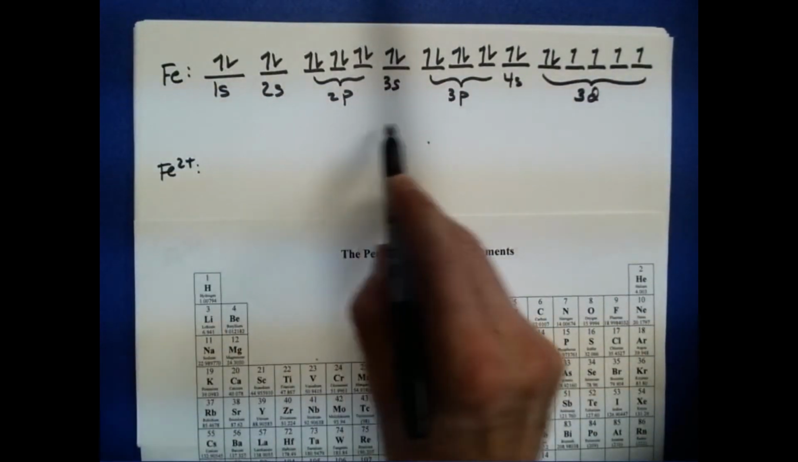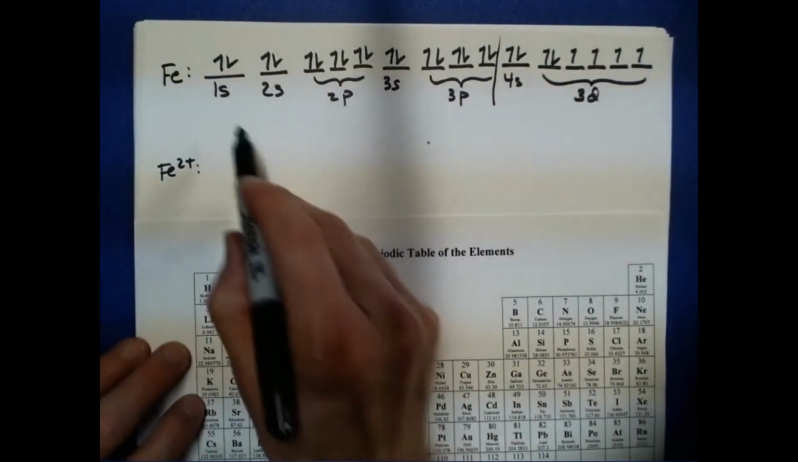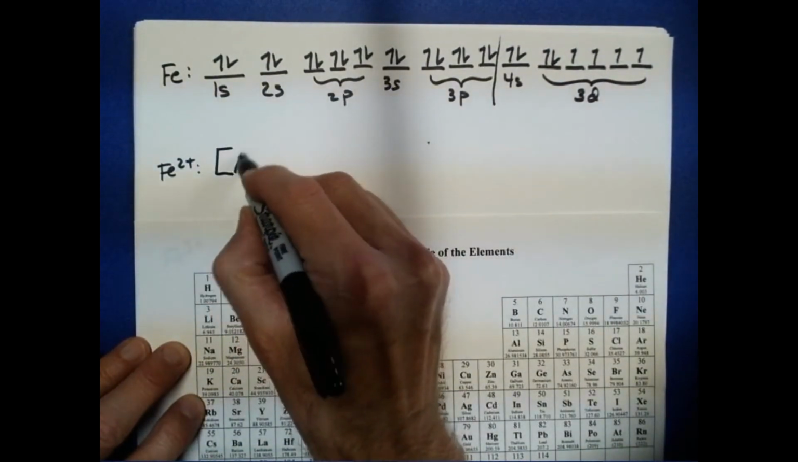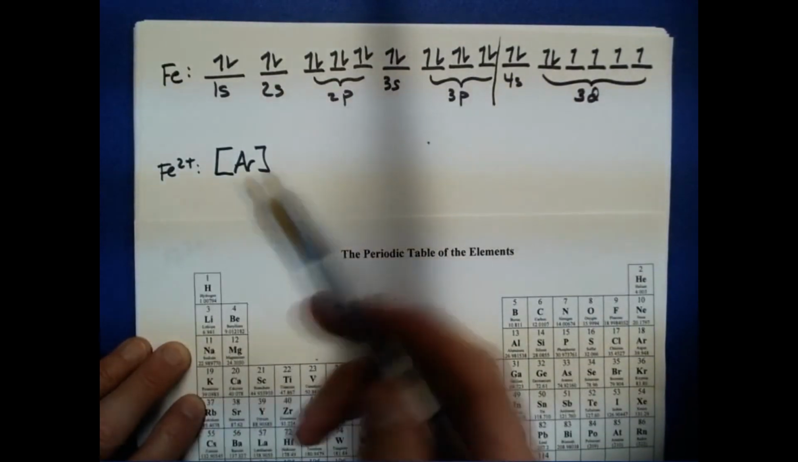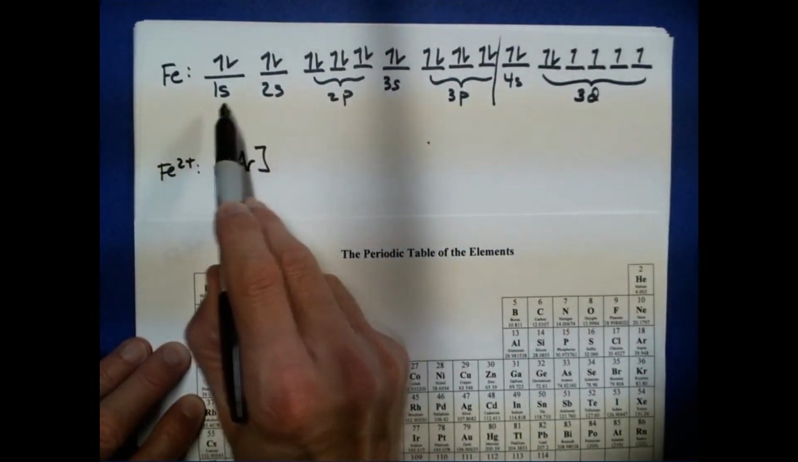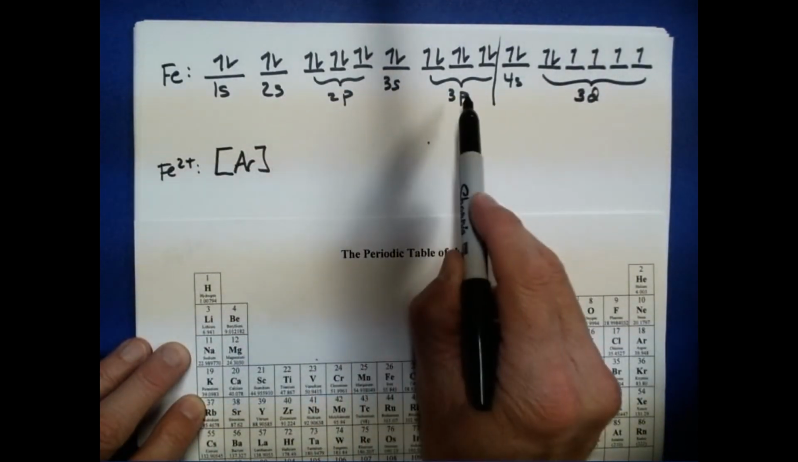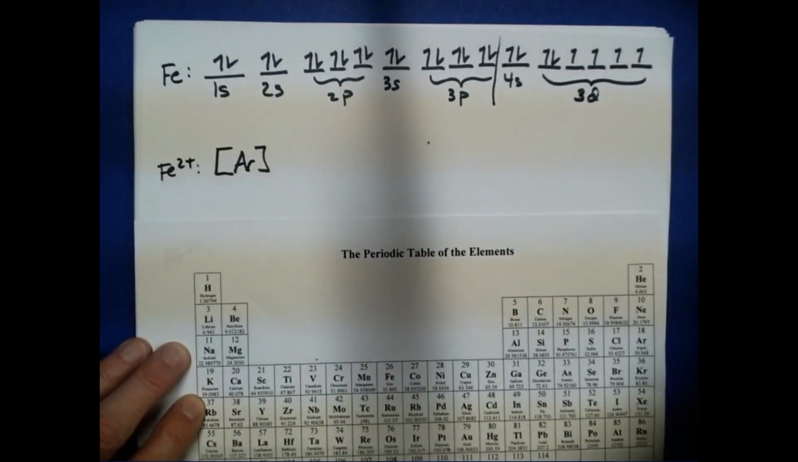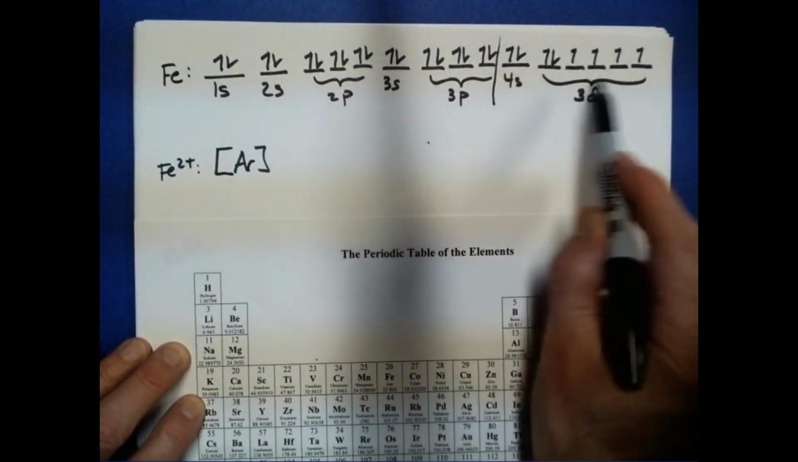So I look up here at this, and I see all the way through the 3p subshell filled is here. And this is the electronic configuration for argon, and I can represent that just by putting argon in brackets. And by sticking this argon in brackets, what I'm basically symbolizing is 1s2, 2s2, 2p6, 3s2, 3p6. All of this is encompassed by just sticking argon in brackets like this. Now, to make iron 2+, I'm going to have to remove 2 electrons from this set.